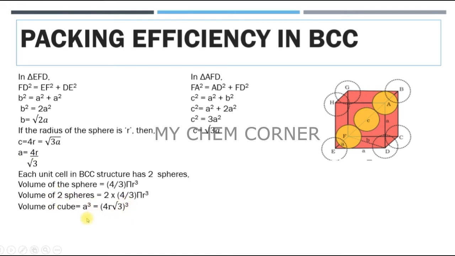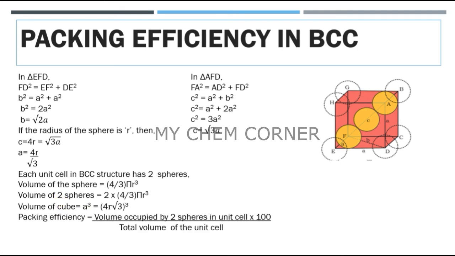So now we have the volume of the cube, we have the volume of 2 spheres. We can directly calculate the packing efficiency in BCC using the formula: volume occupied by 2 spheres in a unit cell divided by total volume of unit cell into 100. If you see the formula, the only difference between the HCP packing efficiency formula and the BCC packing efficiency formula is this value here. For HCP and CCP, which is generally observed in a face-centered cube, it was 4 spheres. In this case, because it's a BCC, it is 2 spheres.